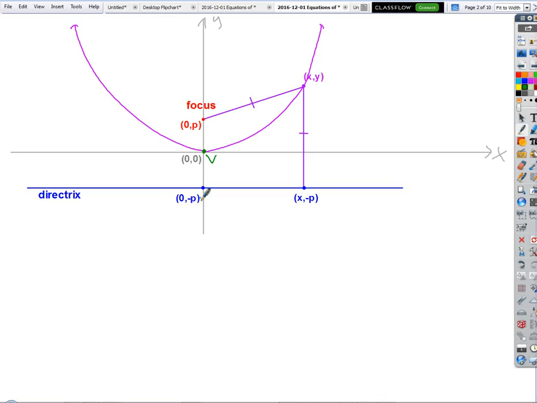The directrix is a line that goes forever in both directions. What's its equation going to be? What's the equation of a horizontal line? Y equals, well, whatever the y value is of every point. Let's just look at the y-intercept. So y equals negative P, right? Okay, so then all we've got to do is just set up an equation that says that distance is equal to that distance. Okay, let's do that.